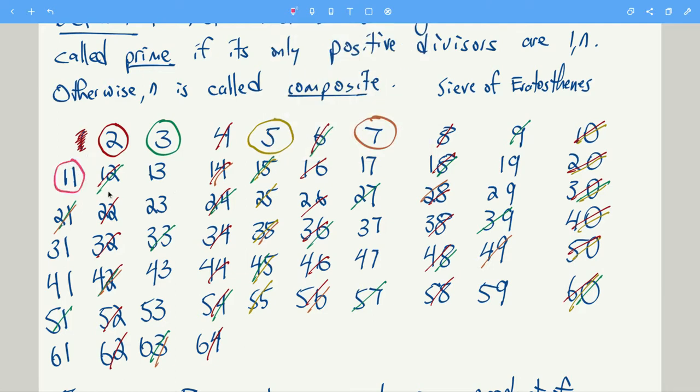Think about what it means for no more things to be crossed out. So the multiples of 11 are 22, 33, 44, 55. See, 13. Multiples of 13 are 26, 39, and 52. Then 65 would be the next one. We got 17, 34, 51.